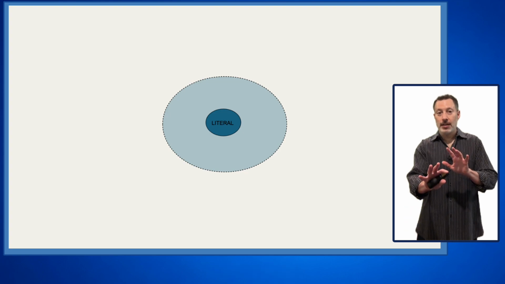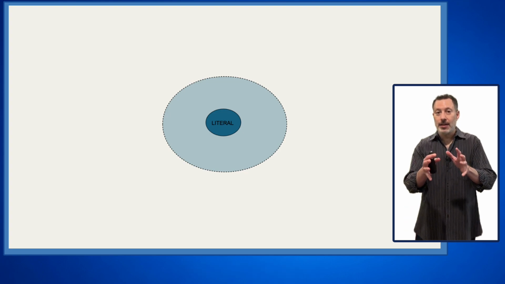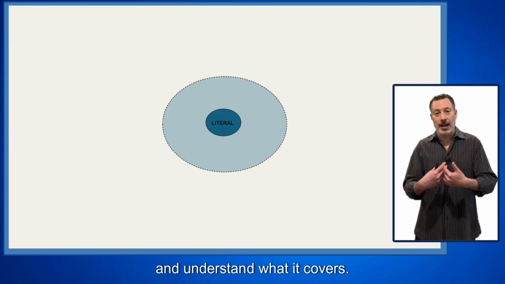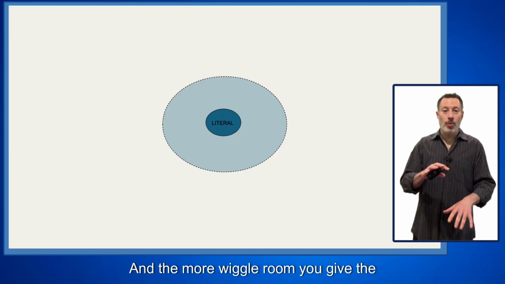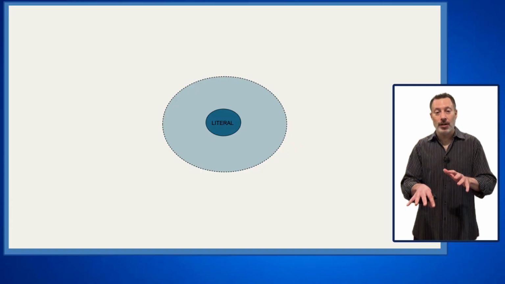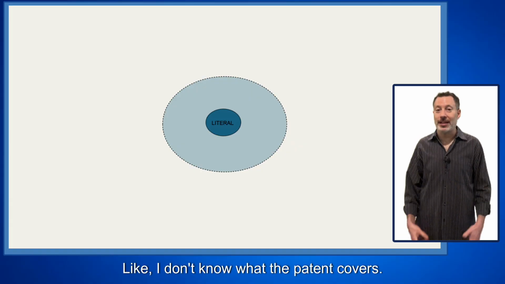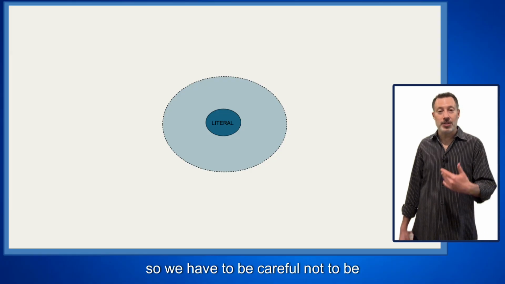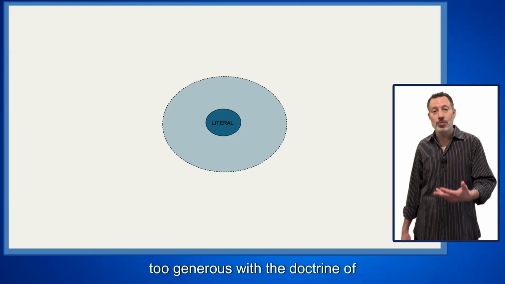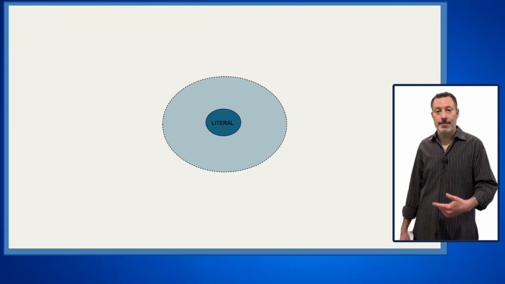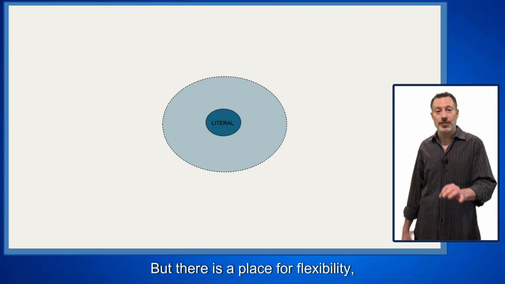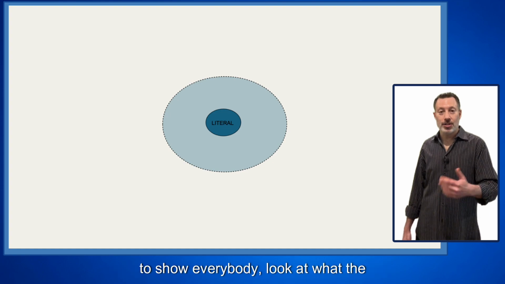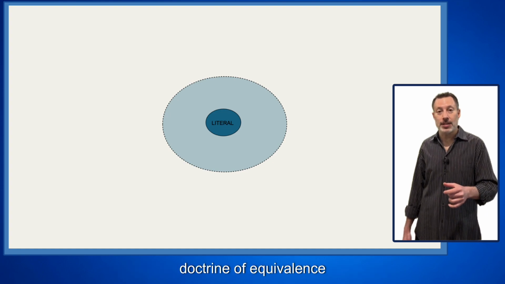Don't go crazy. I want the patent to be clean, because I want people to be able to read it and understand what it covers. And the more wiggle room you give the patent holder, the more everyone else is unsure. Like, I don't know what the patent covers. It all depends what's deemed to be equivalent. And so we have to be careful not to be too generous with the doctrine of equivalence. But there is a place for flexibility. And I was trying to champion that in this talk to show everybody, look at what the doctrine of equivalence can do.